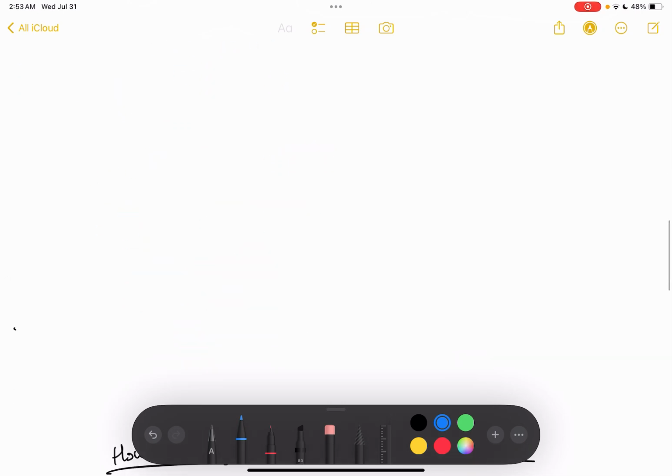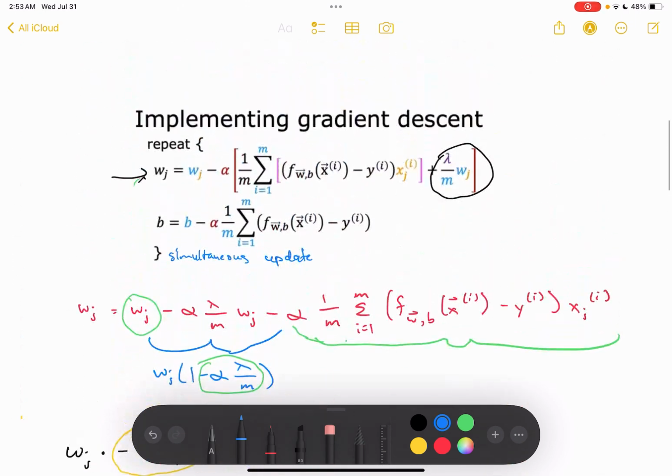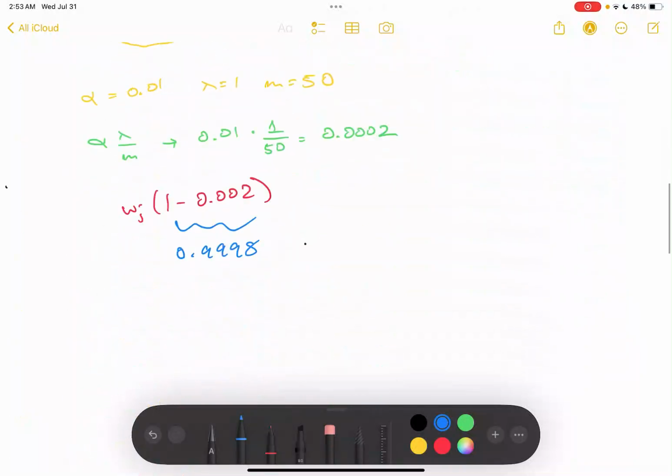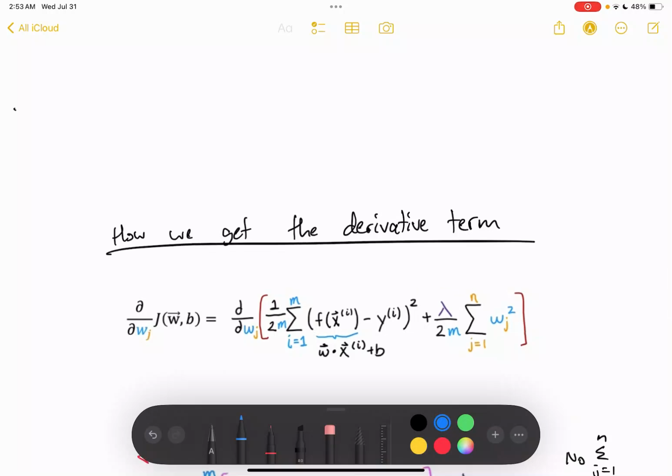Another thing I'd like to go over with you guys is how we get the derivative term. So how exactly we get this term over here. Well, this is what it looks like in its full term. Okay, so remember, this is what the cost function looks like.